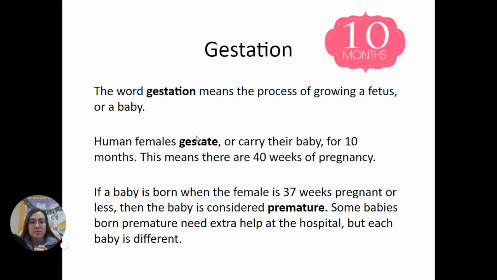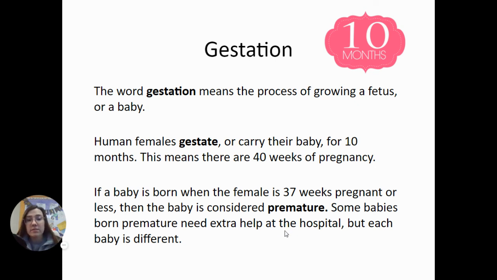It is not dangerous just because your baby doesn't make it to 10 months gestation. It can still be perfectly safe. Now, when we're looking at babies born before 37 weeks pregnant, so 37 weeks pregnant is not quite 9 months. It's about 8.5 months. So before that time, if the baby is born, they're what we call premature, okay? And so what that means is they just need some extra help at the hospital.